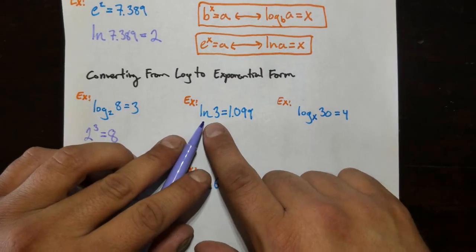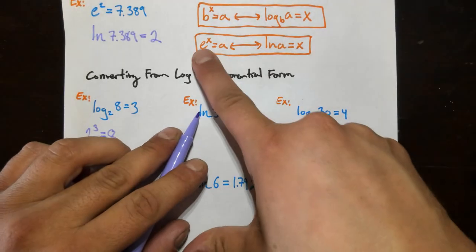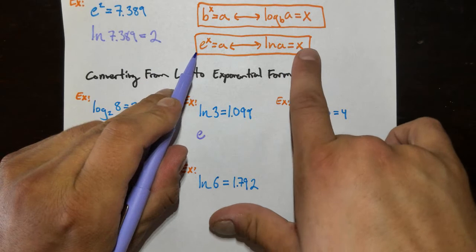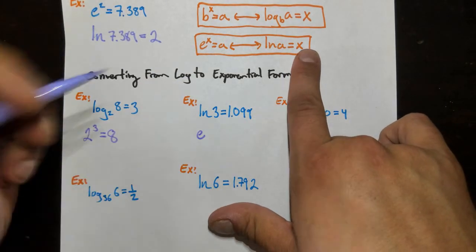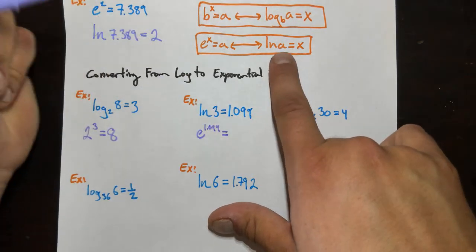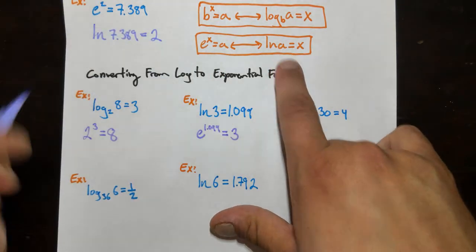Here I see a natural log, so I'm going to be dealing with the second one. I'm going to be writing an e. So this is going to be e to the x. Our x in this case is 1.099, is equal to a, which is 3.